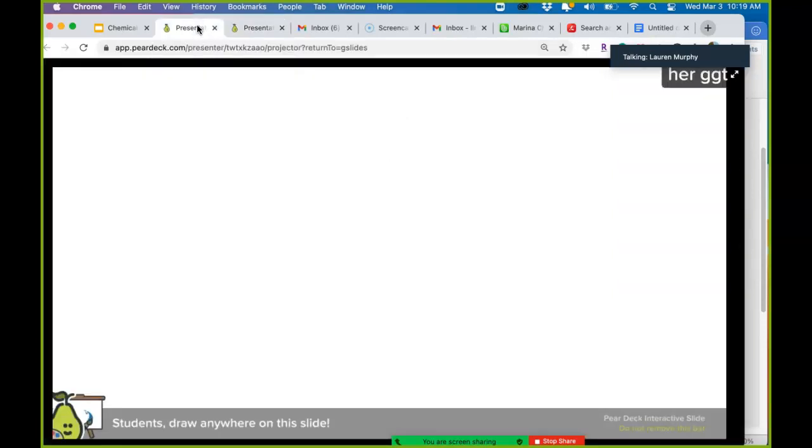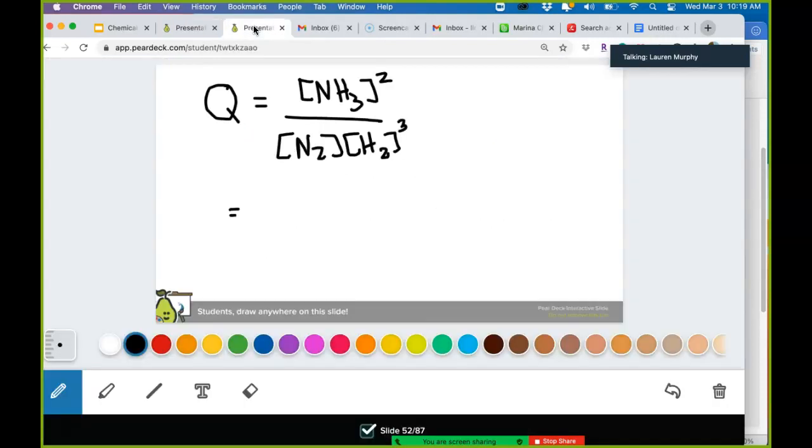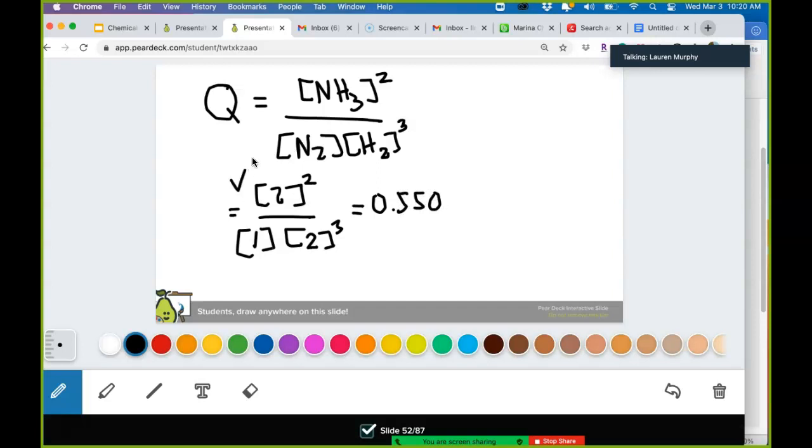I gotta look. 2 for ammonia, 1 for nitrogen, and 2 for hydrogen. 2 squared is 4, 2 cubed is 8, 4 divided by 8 is 0.5. So given this set of circumstances, this is what Q is.